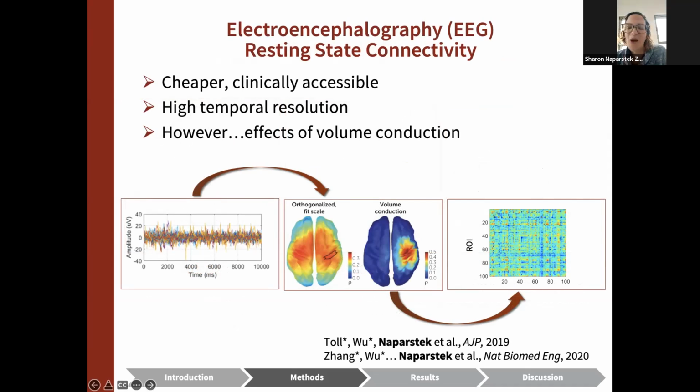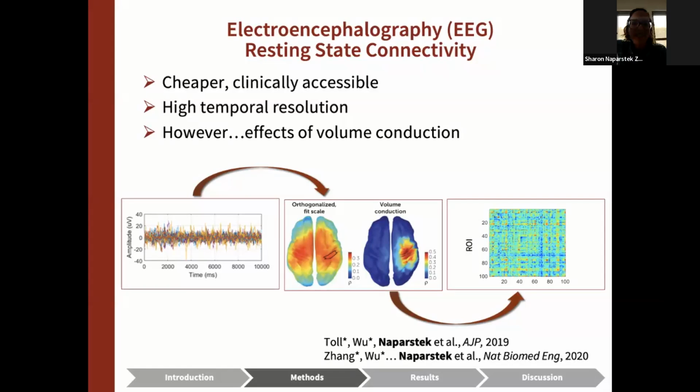So a word about EEG. Compared to fMRI, it is much cheaper and is available in many clinical settings. It has high temporal resolution, but also suffers from low spatial resolution because, as you all know, we measure the signal on the scalp, but it originates deep within the brain. And in the process of propagating through the layers of the brain, it carries a lot of noise. This is called the volume conduction problem. It is one of the reasons that resting state networks were not measured using EEG.